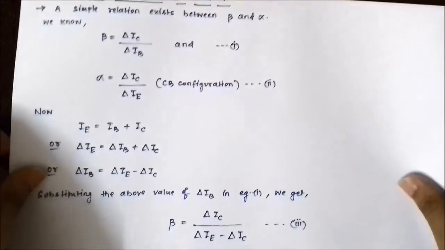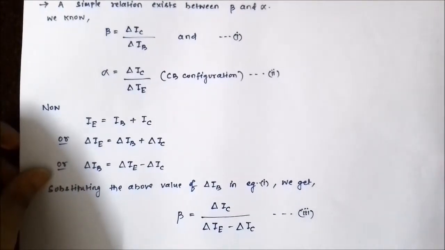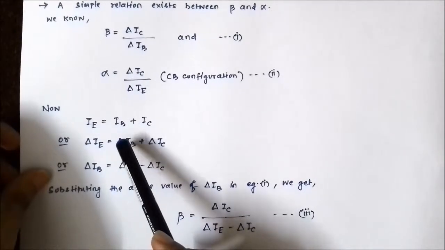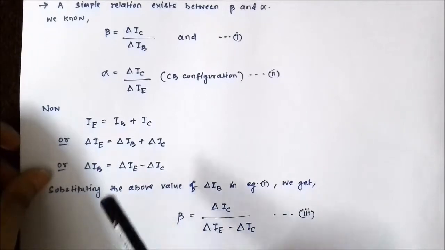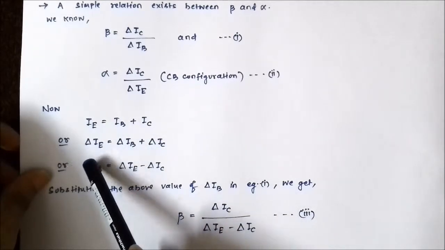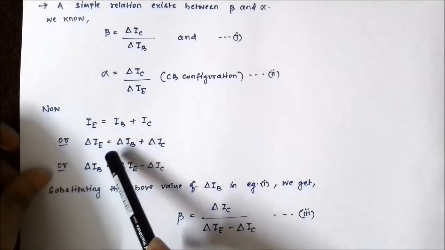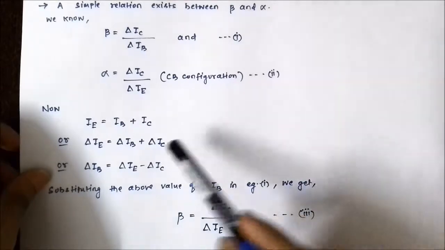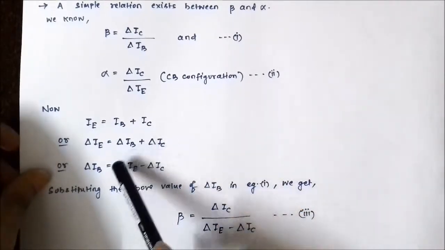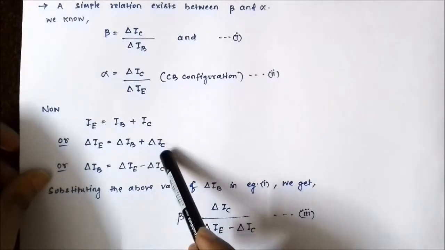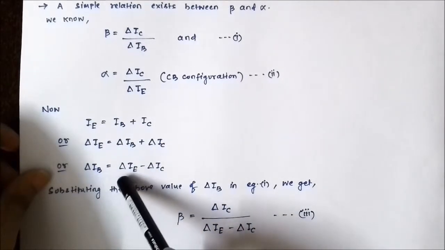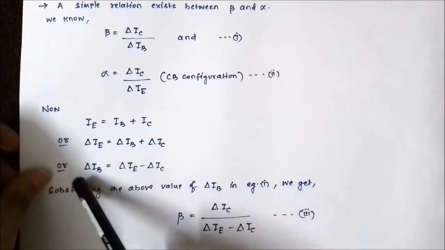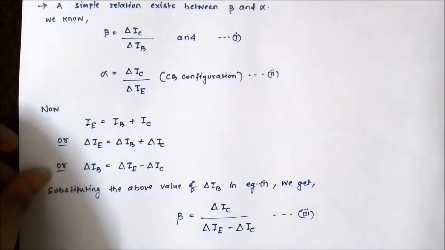Now, when we apply Kirchhoff's current law in a BJT, be it NPN or PNP, we always know that the emitter current is the sum of base and collector currents. So we can also write this as a small change in emitter current is equal to the summation of a small change in base current and a small change in collector current. We can write it in this way. Now what we did here, we took this delta IC towards the left. So delta IB is now equal to delta IE minus delta IC. We just modified the expression in this way.